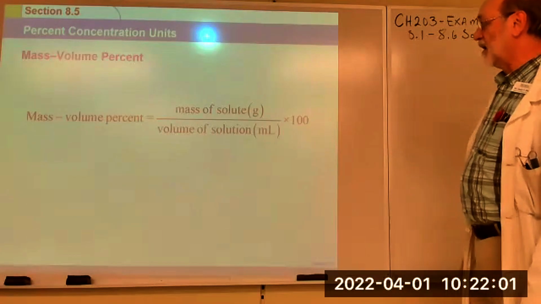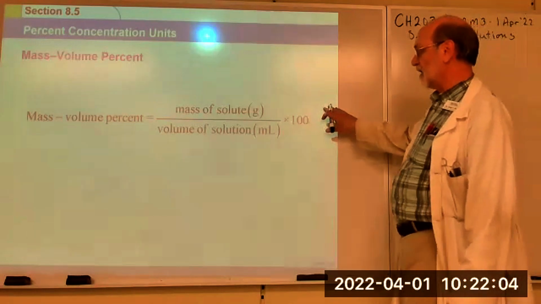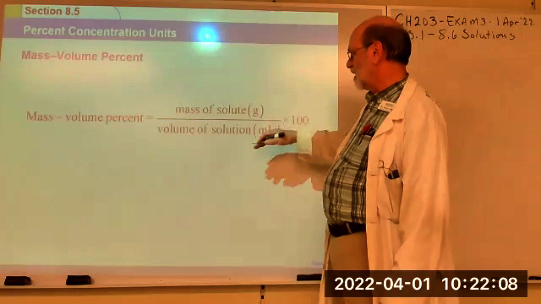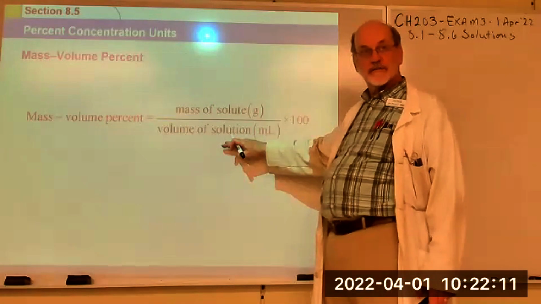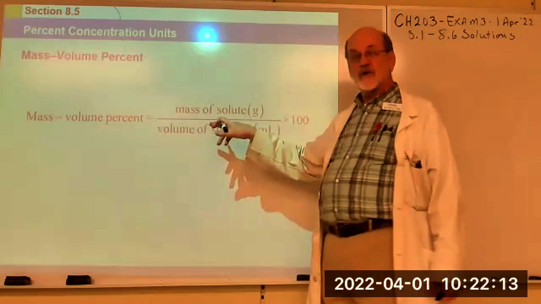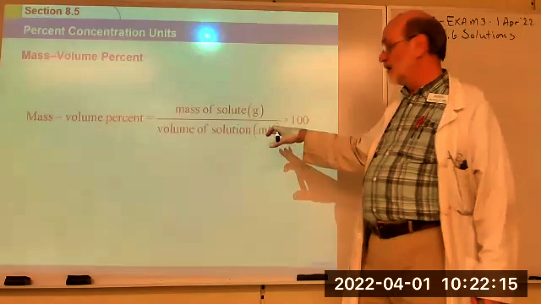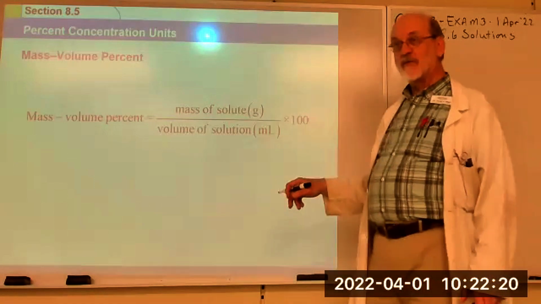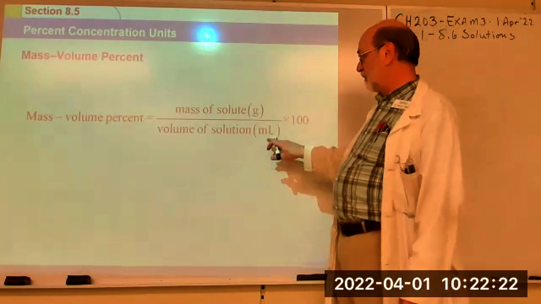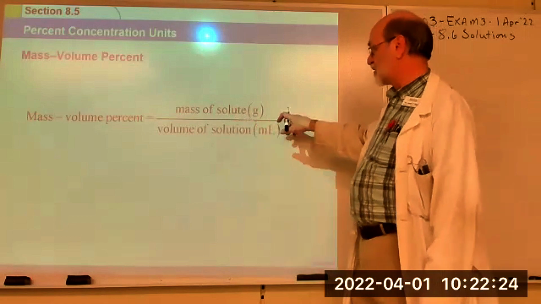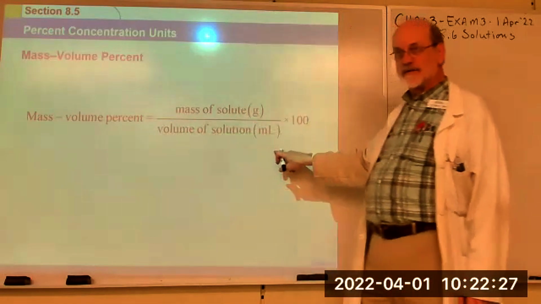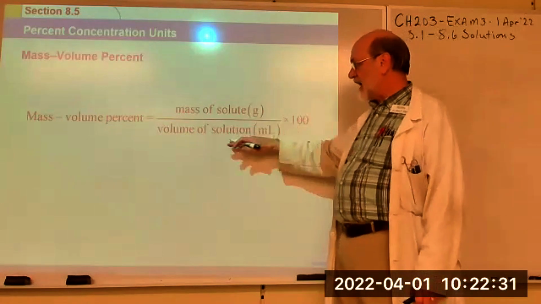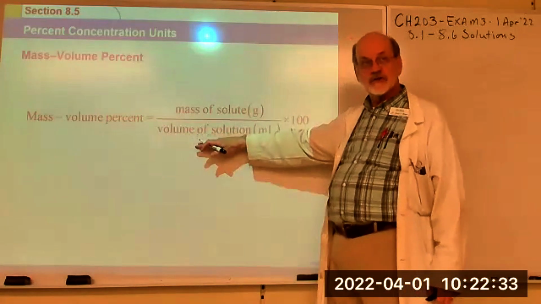And then mass volume percent. If you have so many grams of your solute in a volume of solution. Now this is different than the earlier one where we had solubility in water, so many grams per 100 milliliters of water. That would have to be specified also. But in this case, mass volume percent is per volume of the solution.